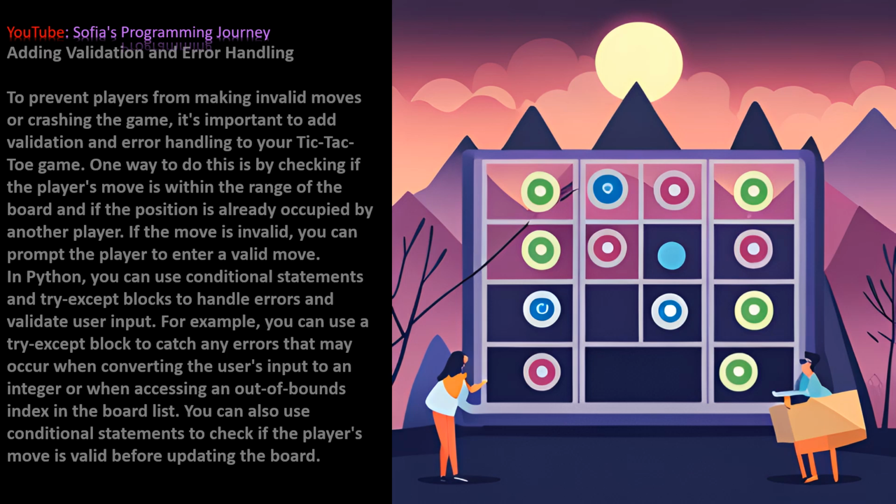To prevent players from making invalid moves or crashing the game, it's important to add validation and error handling to your tic-tac-toe game. One way to do this is by checking if the player's move is within the range of the board and if the position is already occupied by another player. If the move is invalid, you can prompt a player to enter a valid move.